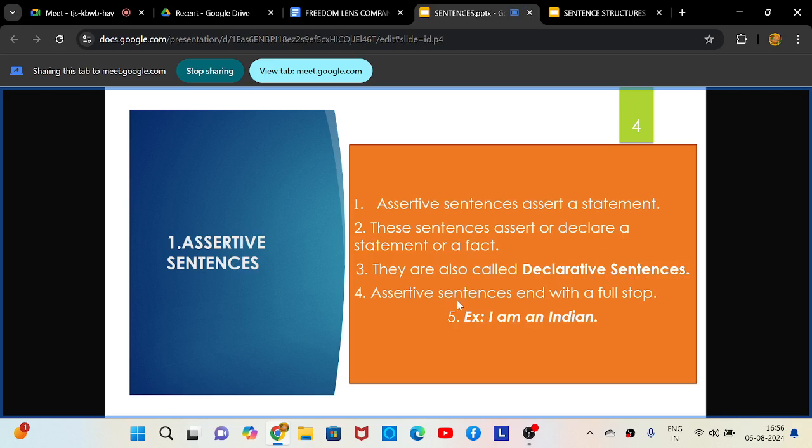Assertive sentences end with a full stop. This is the most important point. Assertive sentences are statements or facts. They assert a statement or they declare a statement, so they are also called declarative sentences. And how do these sentences end? All sentences begin with a capital letter, but how do they end? Assertive sentences end with a full stop. For example, we have "I am an Indian." This is an assertive sentence because I am telling a fact, a statement. Here the sentence starts with a capital letter and ends with a full stop. So these are assertive sentences.